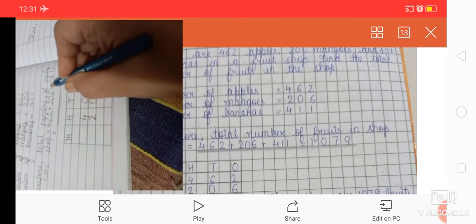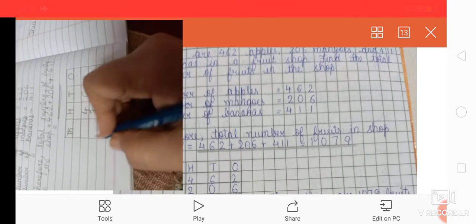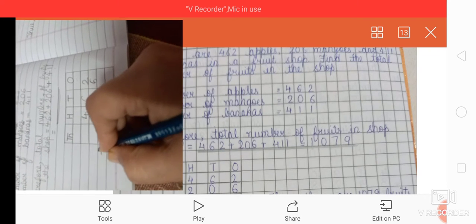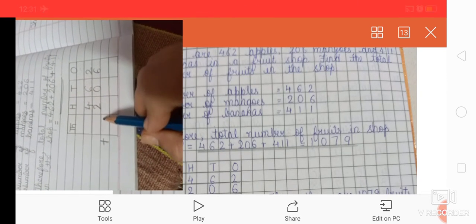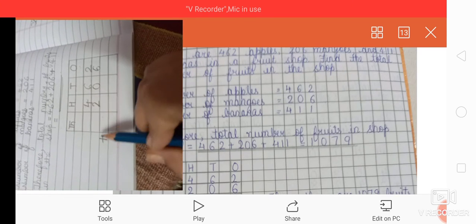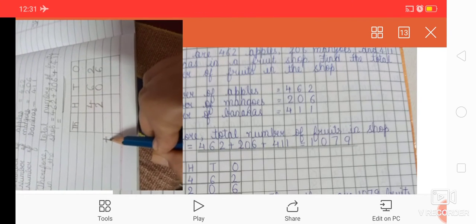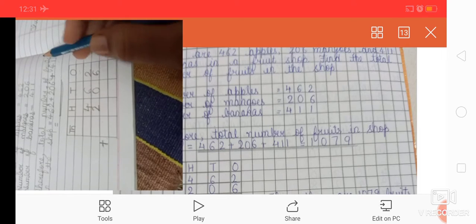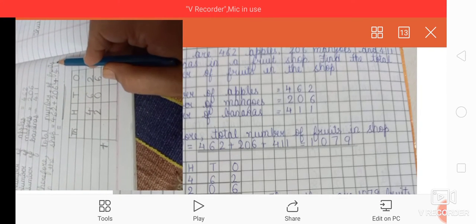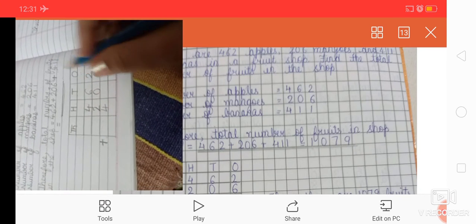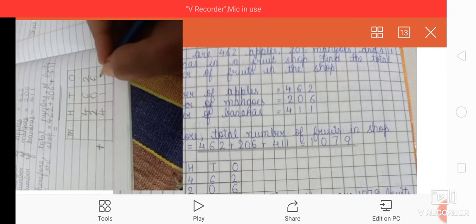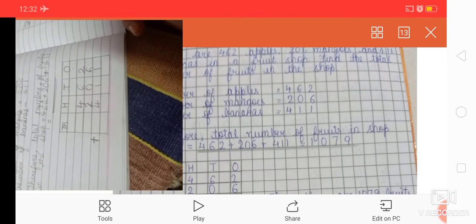Which is the sign? Addition sign. Don't forget to put the sign. You will put the addition sign outside the box, not inside the box. What is the third number? 411. So you'll write 4 under 100 place, 1 under 10 place and 1 under ones place.